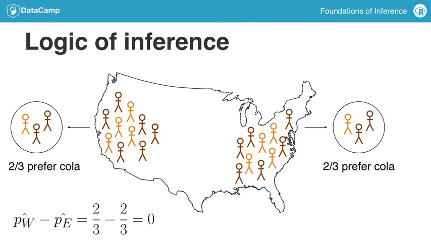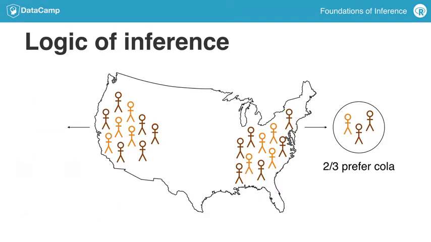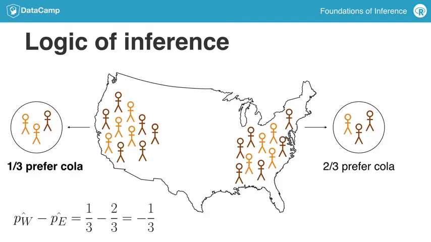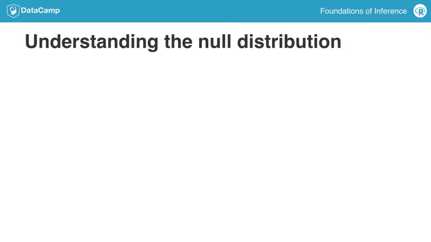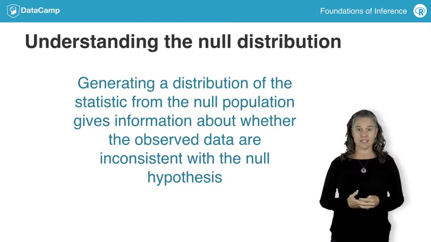The difference in p hats changes with each sample. First it's 0, then it's -1/3, and it will keep changing. We can build a distribution of differences in proportions assuming the null hypothesis, that there is no link between location and soda preference, is true.